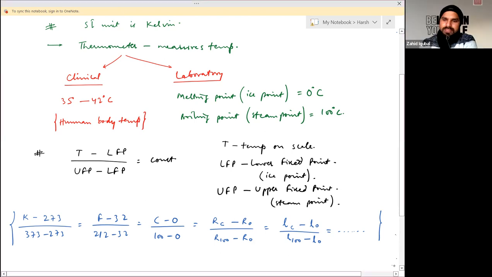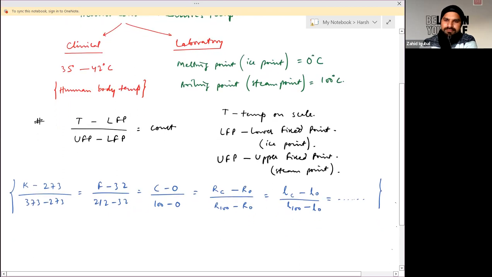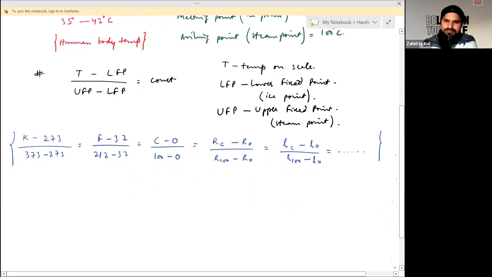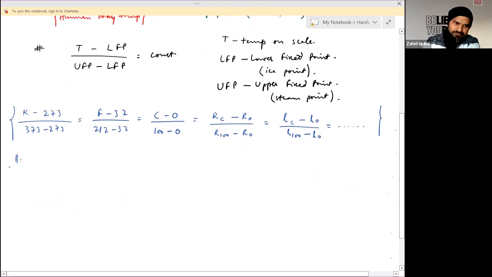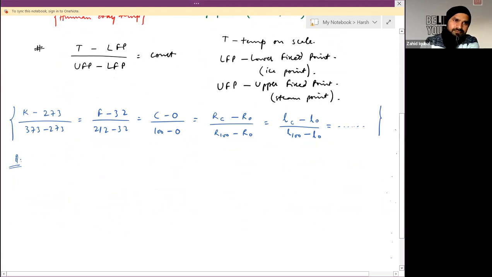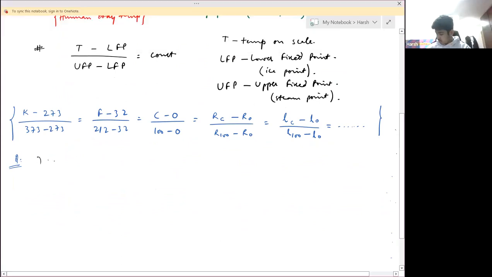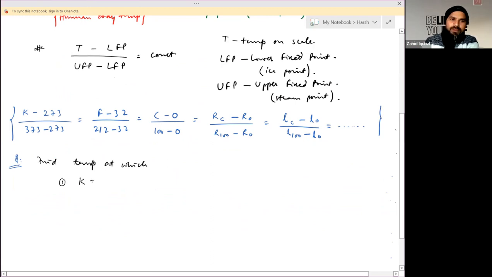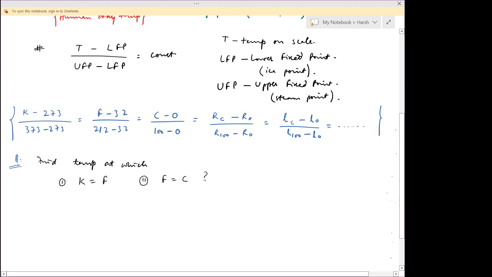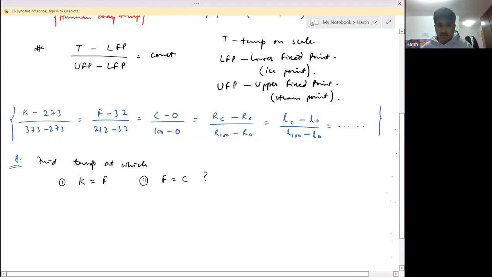Now, related to this part, the first question will be: find the temperature at which, first, Kelvin equals Fahrenheit numerically, and second, Fahrenheit equals Celsius. Is it clear? So we have to calculate that particular part.